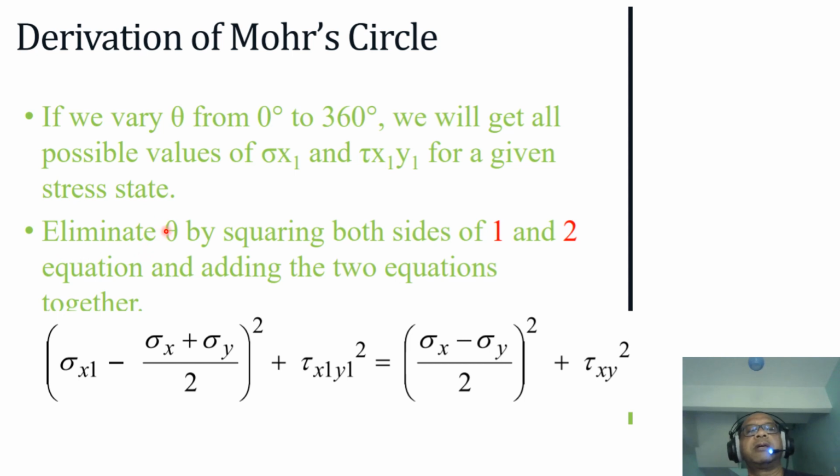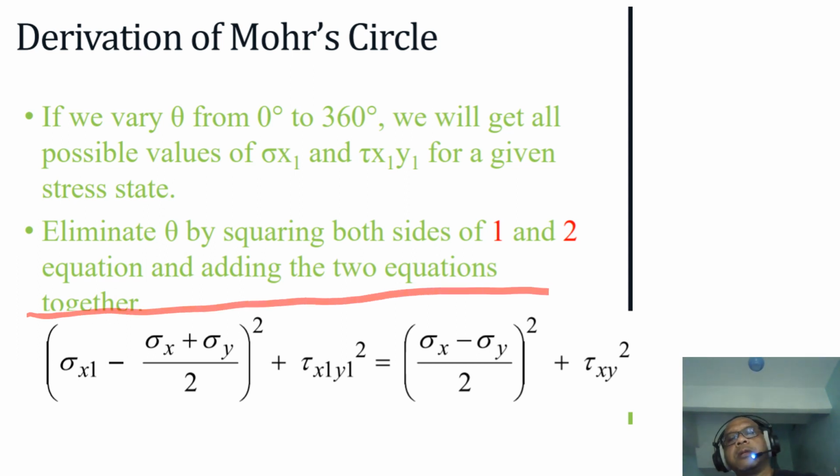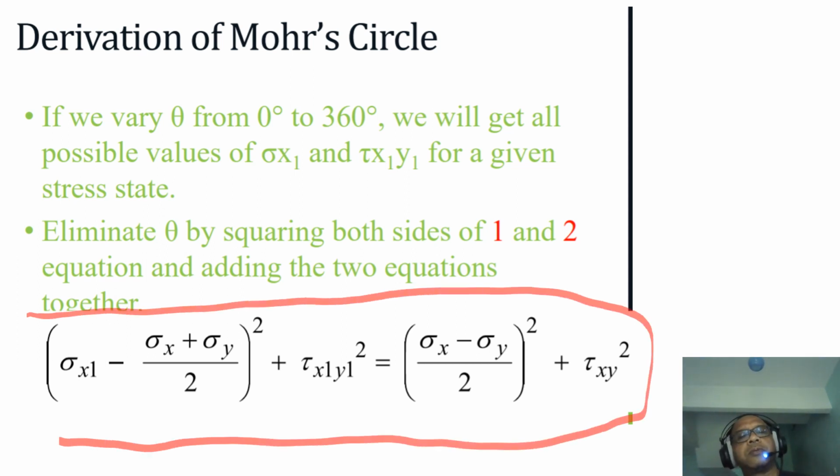So if you eliminate theta by squaring both sides of equation 1 and equation 2 and adding the two equations together, you will have this form of equation. So if I can draw these lines here using a red pen, this equation is clearly in the form of something called the Mohr circle equation.